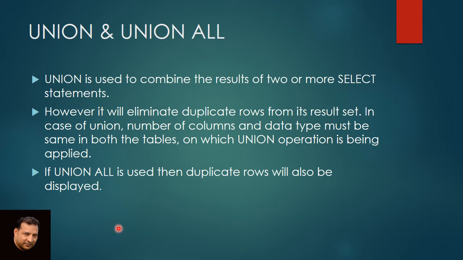Union means combination. So union is used to combine the results of two or more select statements. However, it will eliminate duplicate rows from its result set. In case of union, number of columns and data type must be same in both the tables on which union operation is being applied. If union all is used, then duplicate rows will also be displayed.